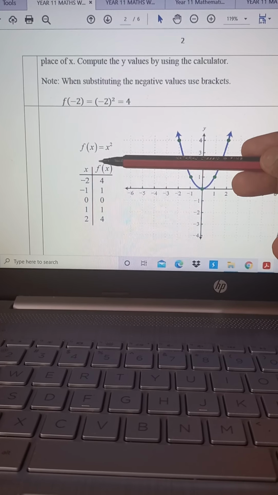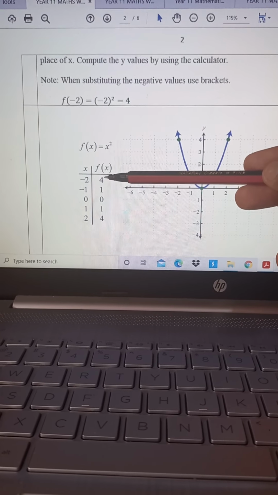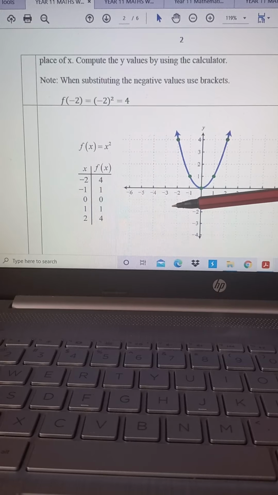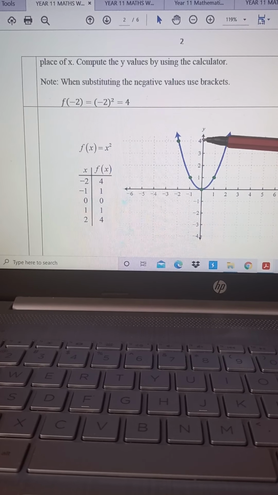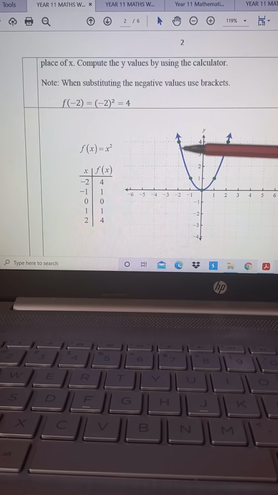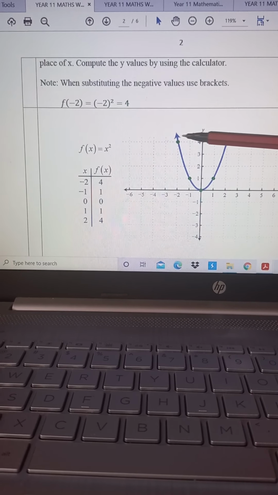(-2, 4) is the first pair of coordinates. So I'm going to plot that. -2 on the x, 4 on the y-axis. So this is where they fall. (-2, 4).